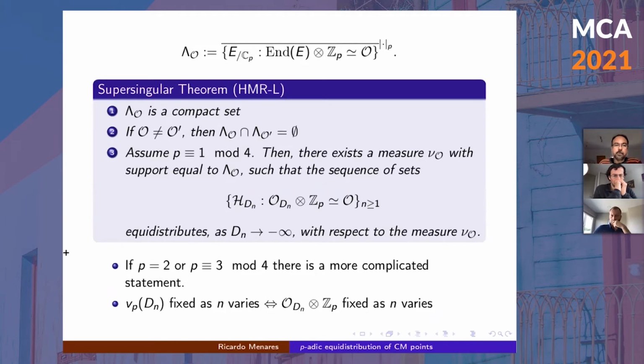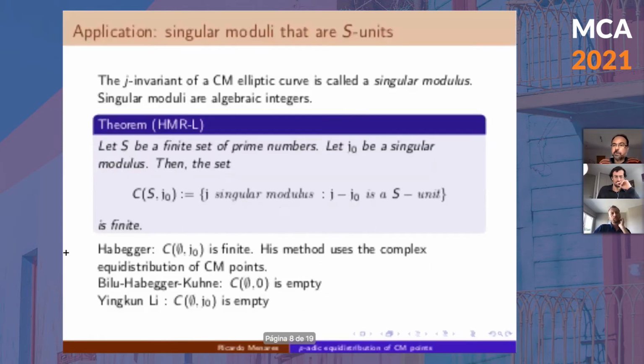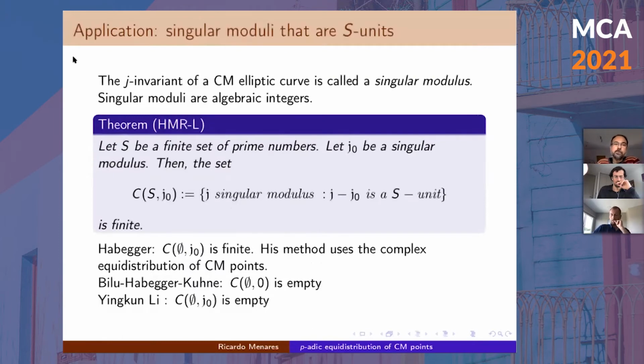Now, I will try to say some words about the proof, but I would also like to make the point that these equidistribution statements can usually be applied to Diophantine questions. So we have an application of that sort. Let me explain the application. Let me recall what singular moduli are. The j-invariant of a CM elliptic curve is by definition a singular modulus. And these singular moduli are algebraic integers. That is very well known.